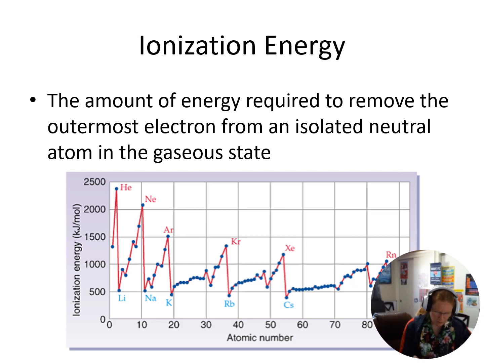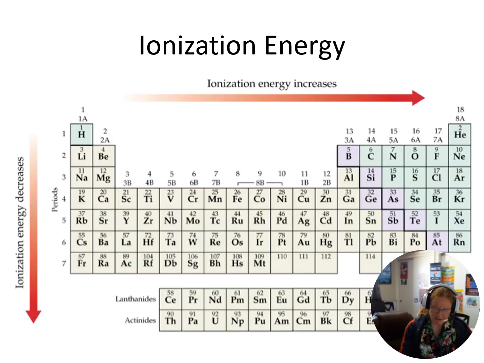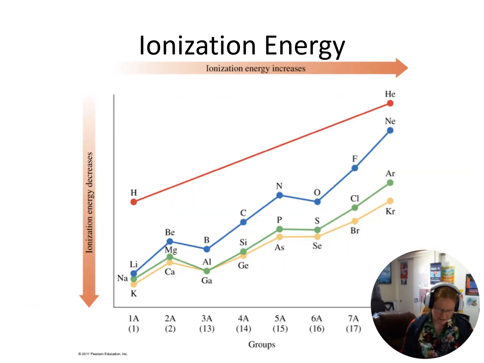Now, we do see some interesting little dips. We'll talk about these in a moment. You can see some dips there as we go. So here's our general trend. As we go across, we increase. As we go down, we decrease. And again, here are these little blips. So it goes up and it blips down. It goes up and it blips down, and then it goes up again.